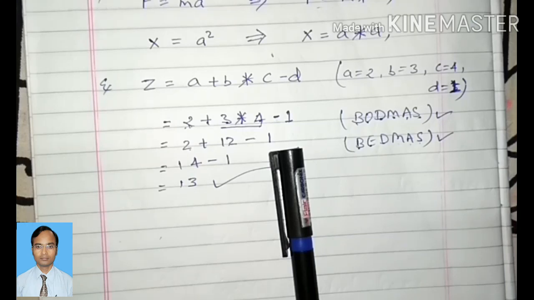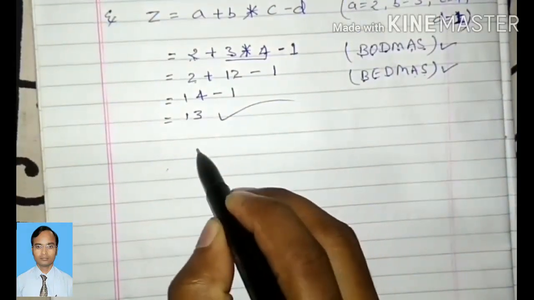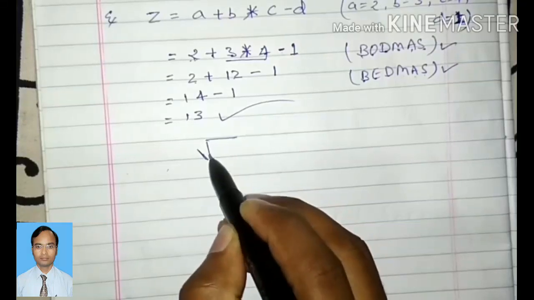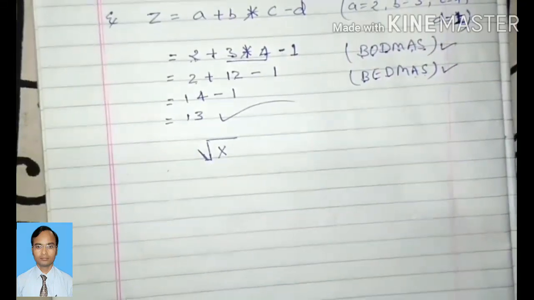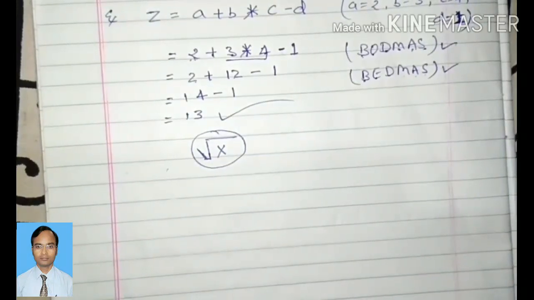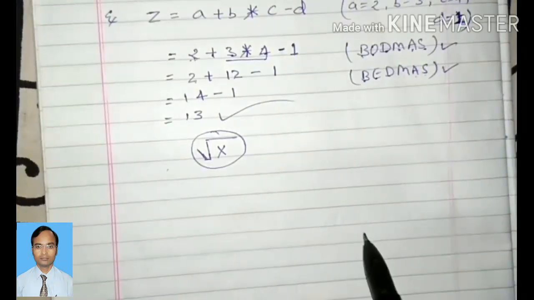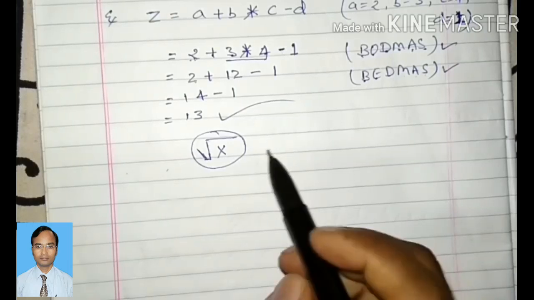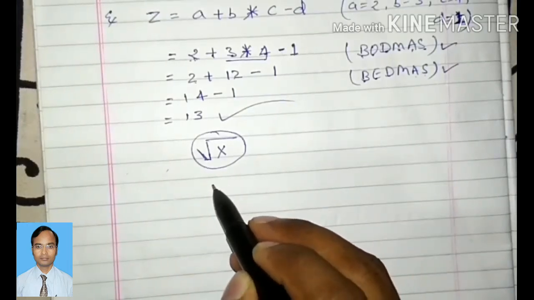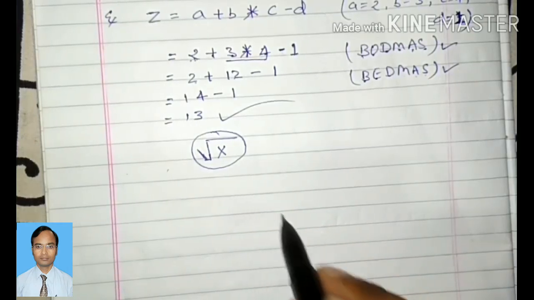Why? Because, for example, suppose we want to calculate this, under root x. If we want to convert this under root x, then we cannot directly convert it into a Java expression. So this kind of expression can be converted using the math class and its methods.